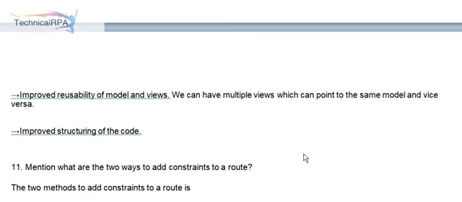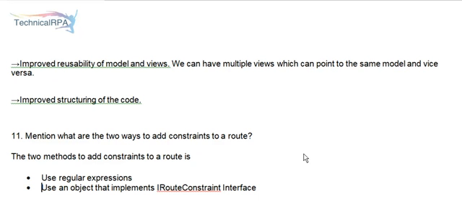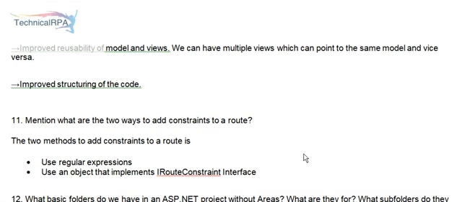11. Mention what are the 2 ways to add constraints to a route. The 2 methods to add constraints to a route are: use regular expressions, or use an object that implements the IRouteConstraint interface.